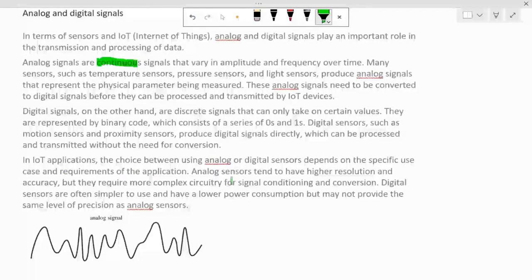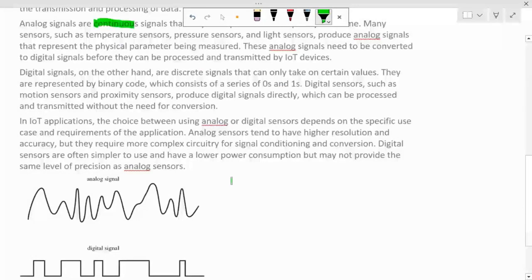Analog sensors tend to have higher resolution and accuracy, but they require more complex circuitry for signal conditioning and conversion. Digital sensors are often simpler to use and have lower power consumption, but may not provide the same level of precision as analog sensors. Let me tell something clearly. Right now, you don't need to worry about converting analog to digital. Arduino already takes care of this part.